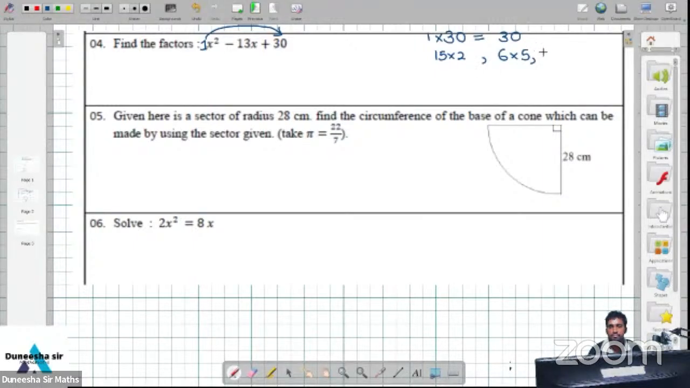And then 30 by 1 you can get. Then you have to find what? You have to get the middle term constant for the what? Six plus 7. Okay, find out the answers.